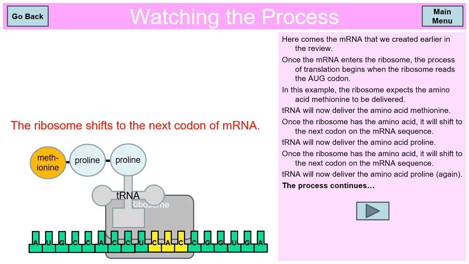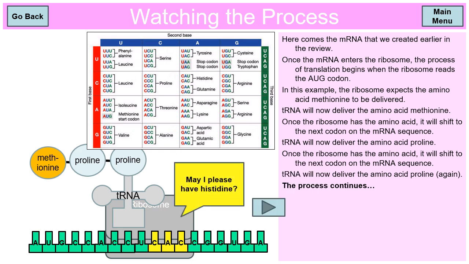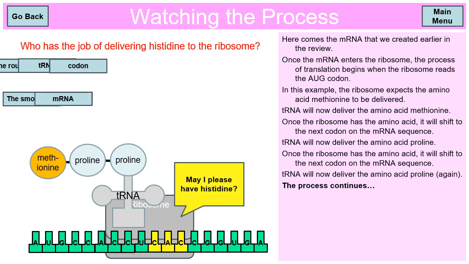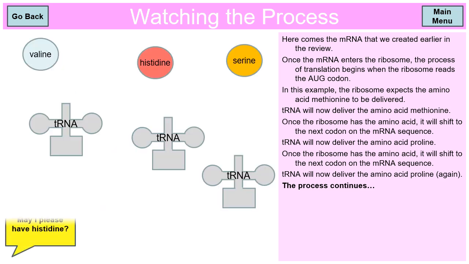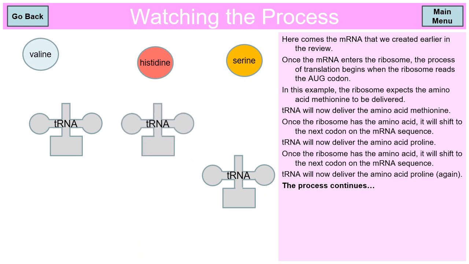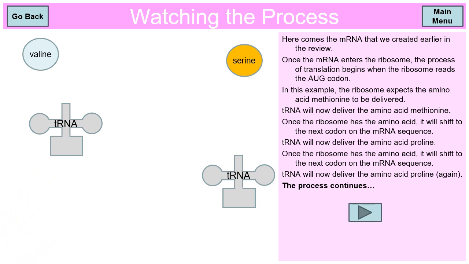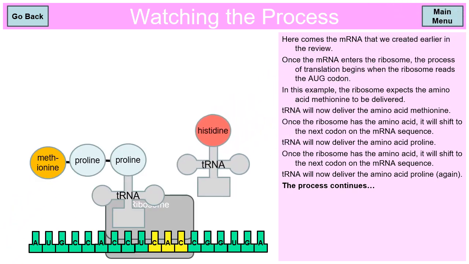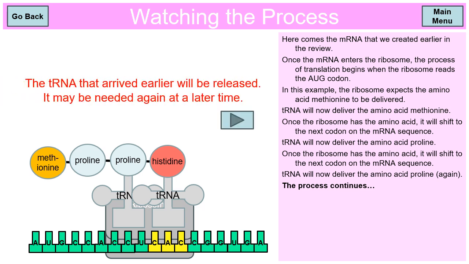So we're on the next codon, CAC. And that would be the codon for histidine. So who's going to deliver histidine? Again, a little review check for understanding. And here comes tRNA delivering histidine. And again, the students have a handout to fill in. You can see we are building a polypeptide.